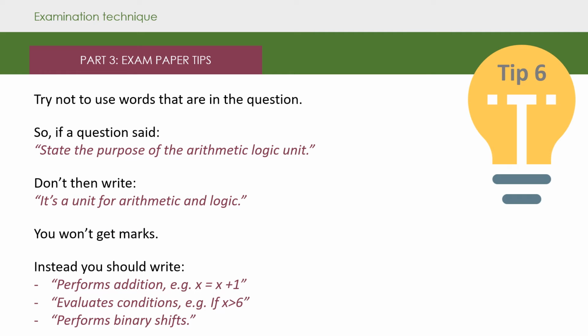Tip 6. Try not to use words that are in the question. So if a question said, state the purpose of the arithmetic logic unit, don't then write, it's a unit for arithmetic and logic. You wouldn't get the marks. Instead, write points that show your understanding. For example, it performs addition, e.g. it evaluates conditions, e.g. it performs binary shifts.